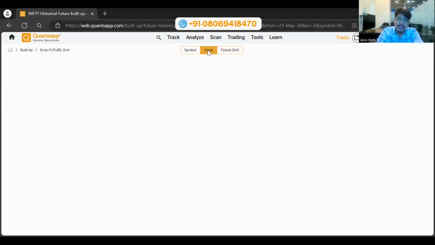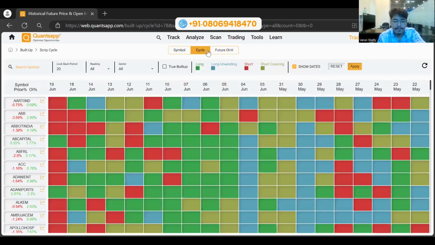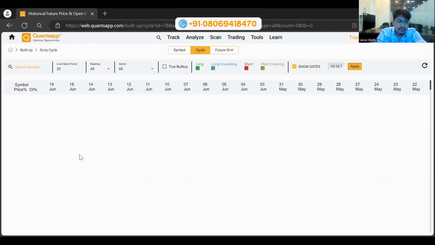So you can just click on cycle, right? Just click on cycle. Now this acts as a scanner. So it's similar to future OI, it just does not show you the absolute quantum. Okay. So here you can search all of these stocks manually.